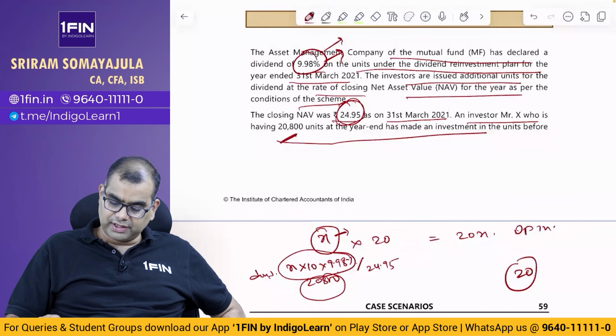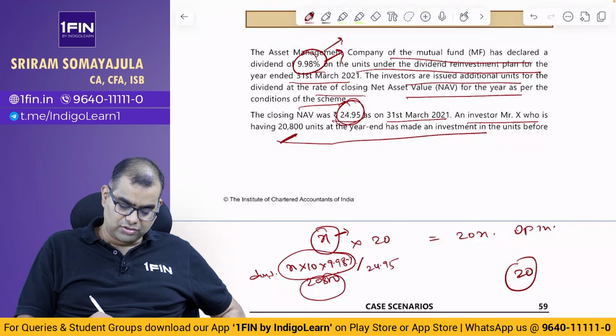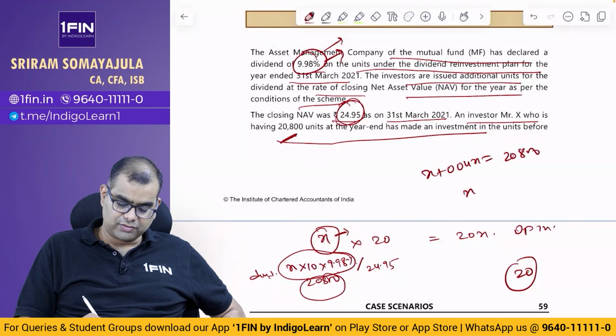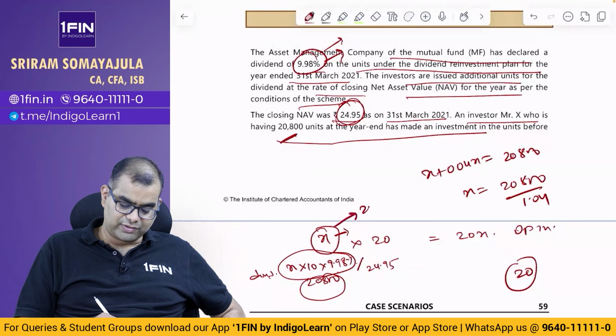So 10 into 9.98% divided by 24.95, you get 0.04X. So X plus 0.04X is equal to 2800. X is equal to 2800 by 1.04. You get 20,000. So this X is 20,000. So he initially invested 20,000 units.